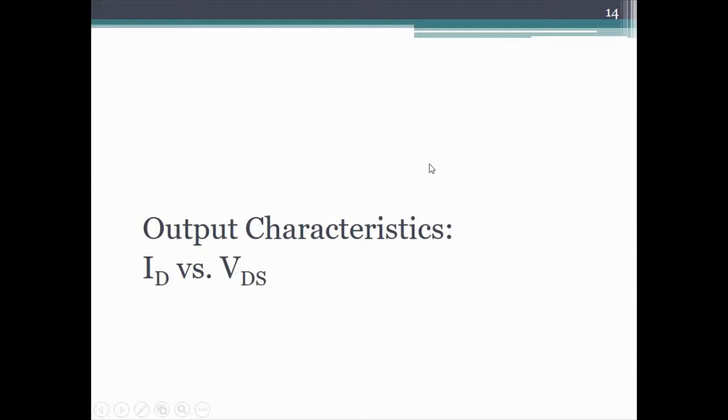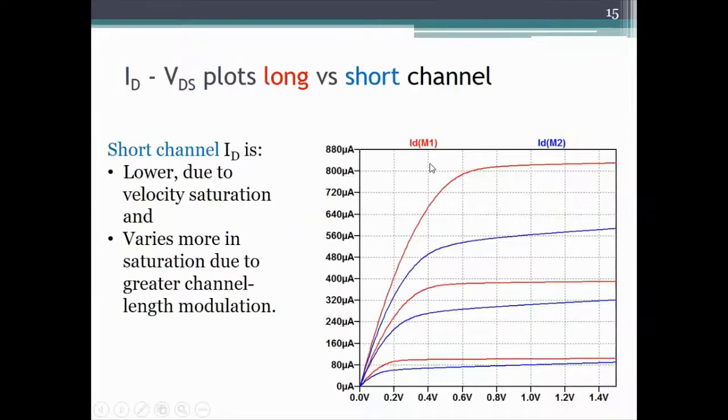Okay, let's look at output characteristics. So these are the ID-VD plots: the simple model is the red, and the short channel model is the blue. Two things we observe here. One is that the current is smaller, and that is due to drift velocity saturation we already saw. By the way, this is for the same gate voltage.